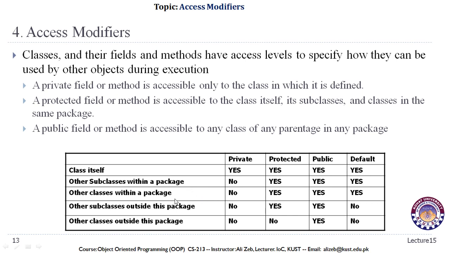A private one, again, is not accessible to other classes within a package, and the rest of the three are accessible. A protected one, a public one, and a default method or field are accessible to the other classes within the package. We need to keep in mind that within the package, except for the private, all of the three would be accessible to the other classes.